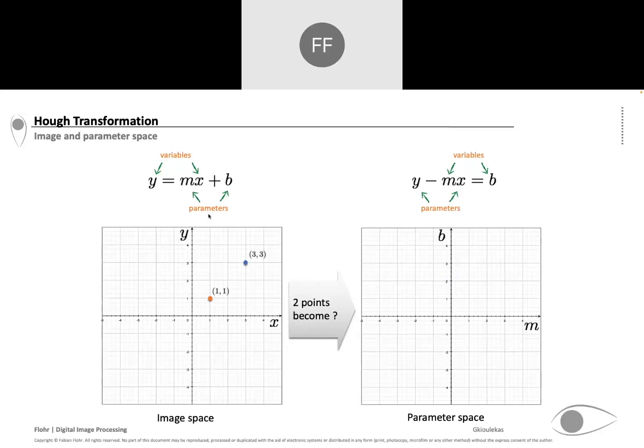So if you have 2 points, what will it become in the parameter space then? Okay, and will they meet each other or not?